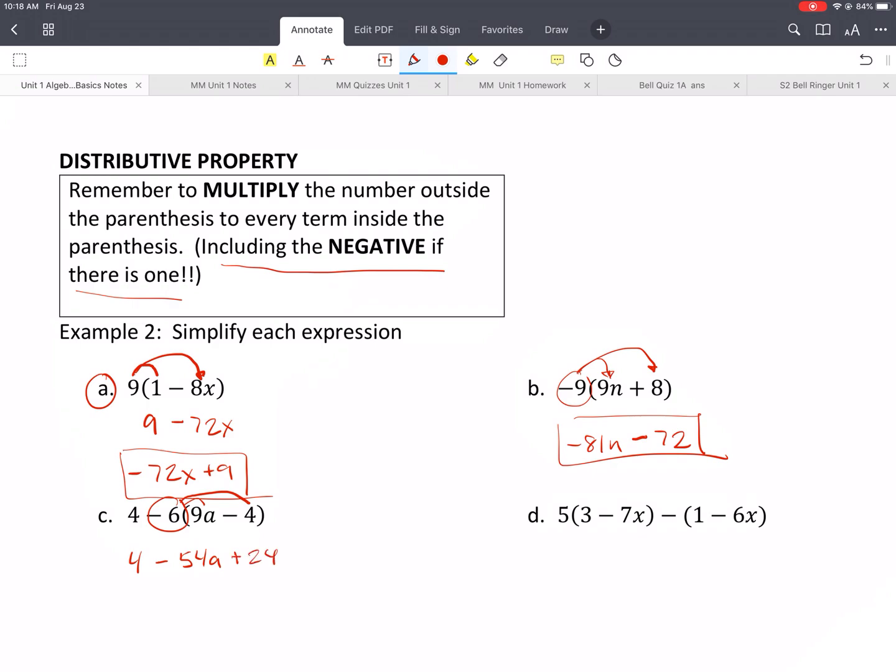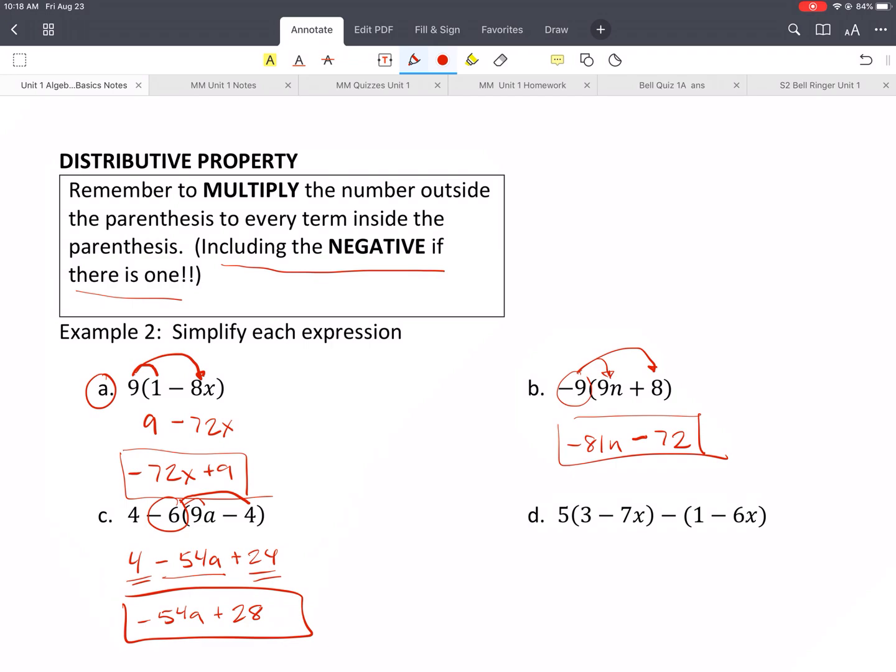And then we'll combine like terms. So here's a term. We don't have any other like terms, so we have negative 54a, and then we'd combine the next like terms, which gives us 28. Okay? And it's in standard form, highest to lowest exponents.